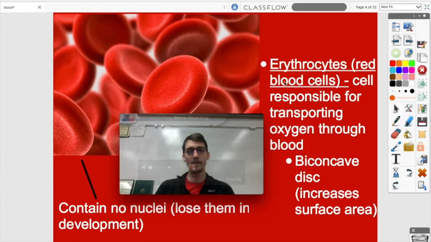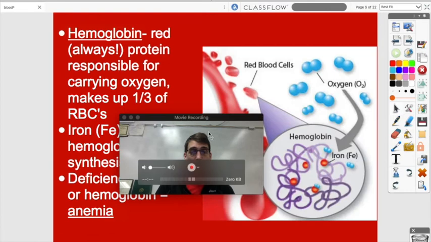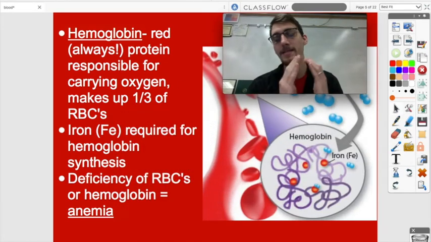And here's the other thing. These guys are so efficient at carrying oxygen that they don't even have a nucleus. In fact, these mature red blood cells lose their nucleus in development. That means they don't even have their own DNA. They had a nucleus once and they had DNA once, but they don't have it anymore. They're basically just bags of this protein called hemoglobin, which is red, and it's always red.